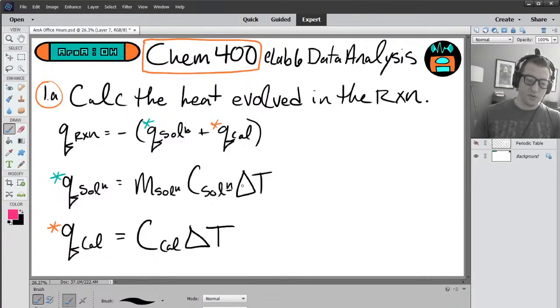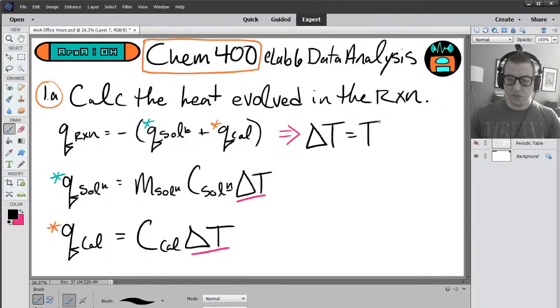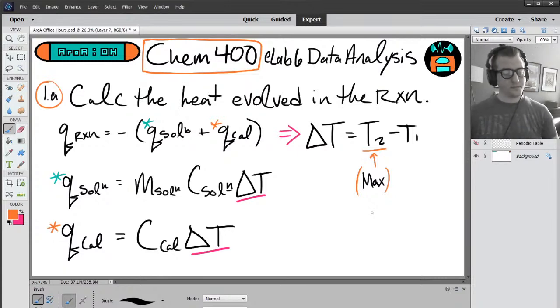Before we begin, I want to say a quick note about the delta T, because this is going to be the same for both. We know that a change in temperature is equal to the final temperature minus the initial temperature. And the final temperature right here is the max temperature given to us in our data assignment.